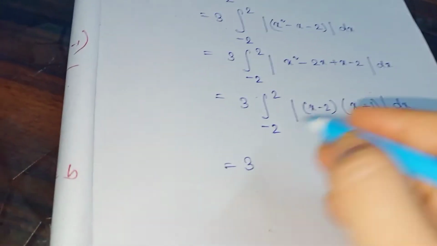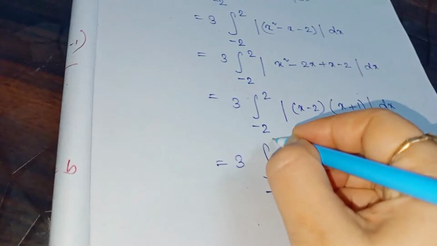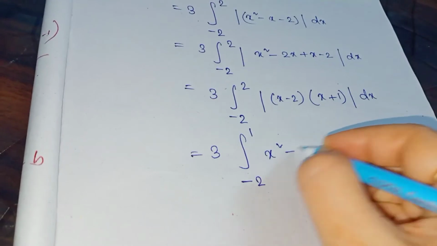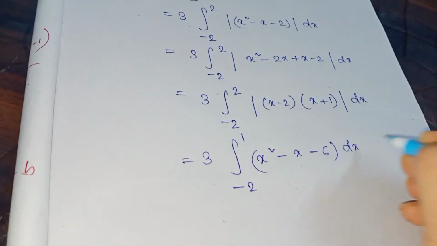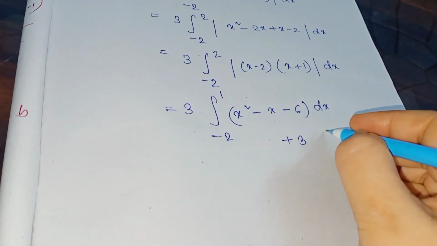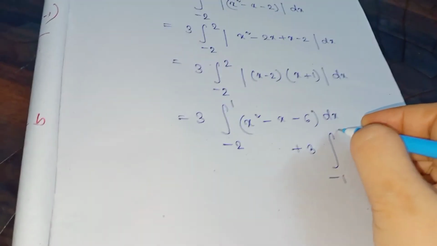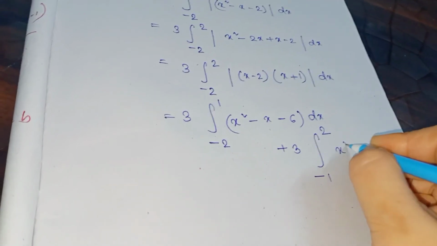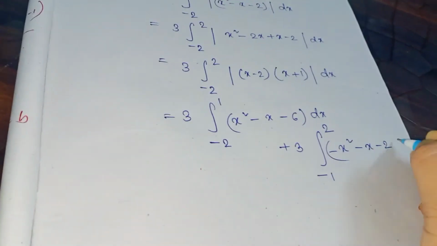When mod is open, the integration becomes minus 2 to 1 of x square minus x minus 2 dx, plus 3 once again, and when mod is open, it becomes minus 1 to 2, so this one becomes the integral of 2 plus x minus x square dx.